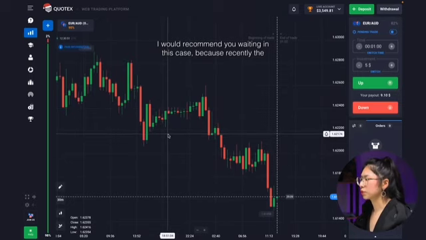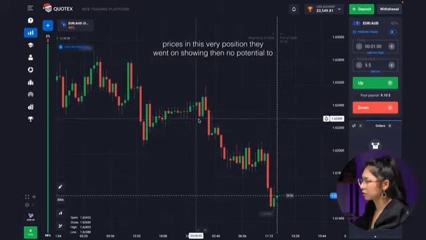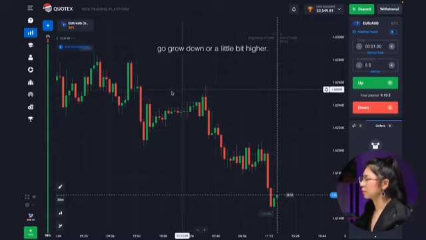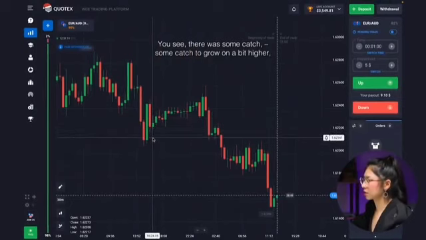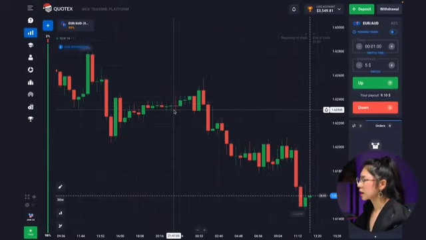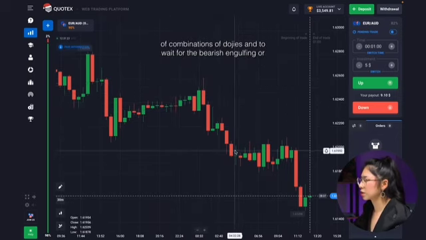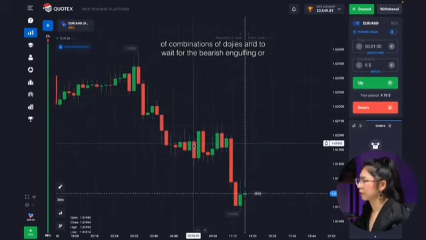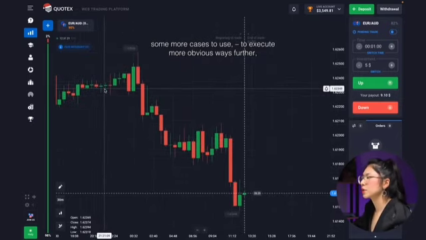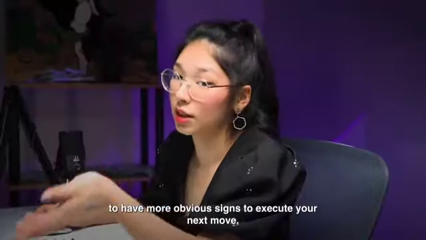I would recommend waiting in this case because recently the price in this position showed no potential to go down or a little bit higher. You see there was some attempt to grow a bit higher, but there was a great retracement back with the bears. So in this case, I would recommend working with such a combination of dojis and waiting for the bearish engulfing, some more cases, to have more obvious signs to execute your next move.